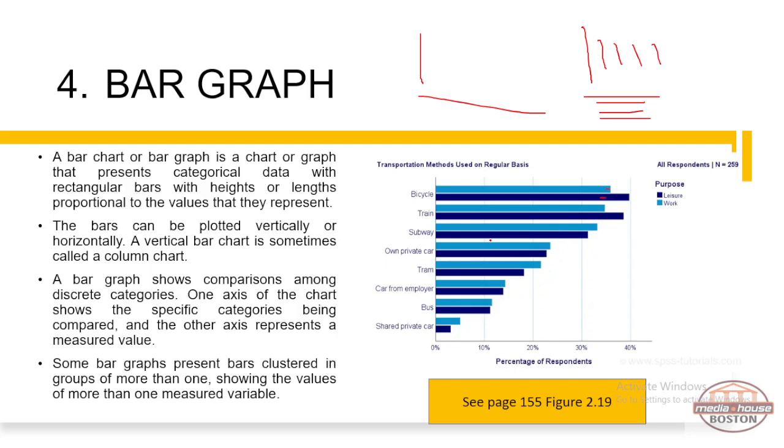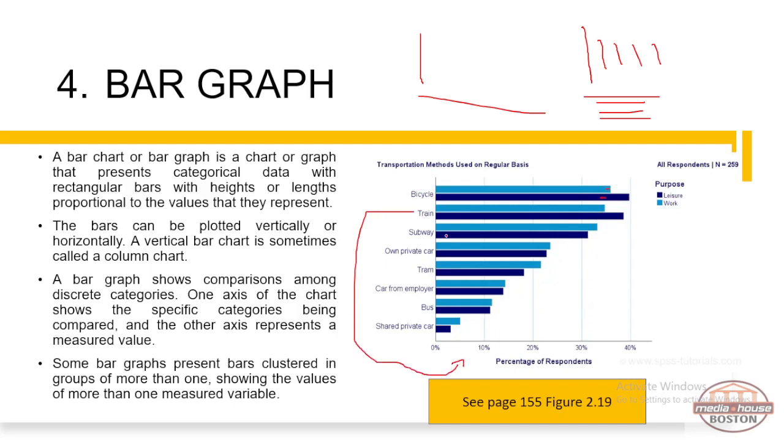But again, we can represent the information for people who use the same method for leisure alone, and then do another bar graph to show the ones for work. But instead of doing that, we can put it as a cluster, in groups, to say that for bicycle, in terms of leisure and work, this is the representation of the information.